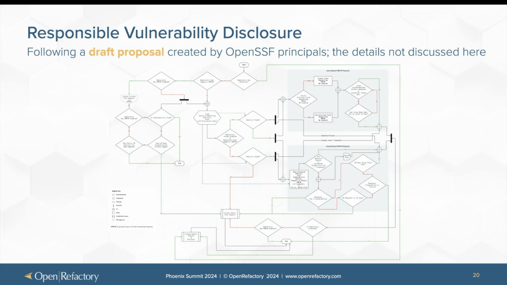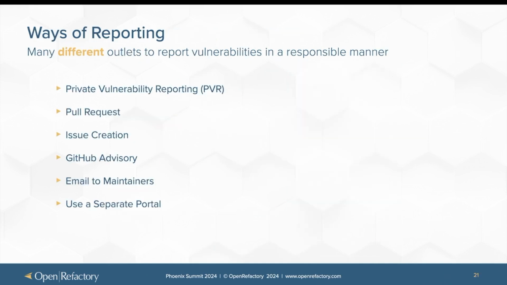So here is a draft proposal which outlines an activity diagram of what you need to do to report a vulnerability in a responsible manner. This is not meant to be read, but it shows the many paths that you need to follow in order to report the vulnerability properly. There are many different outlets to report the vulnerability in a responsible manner.